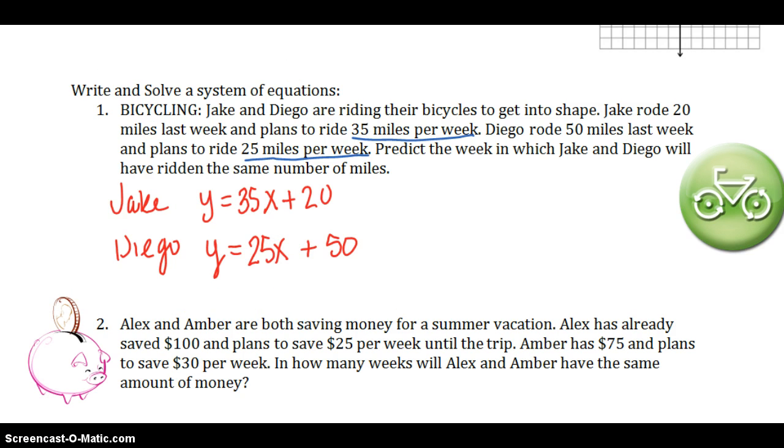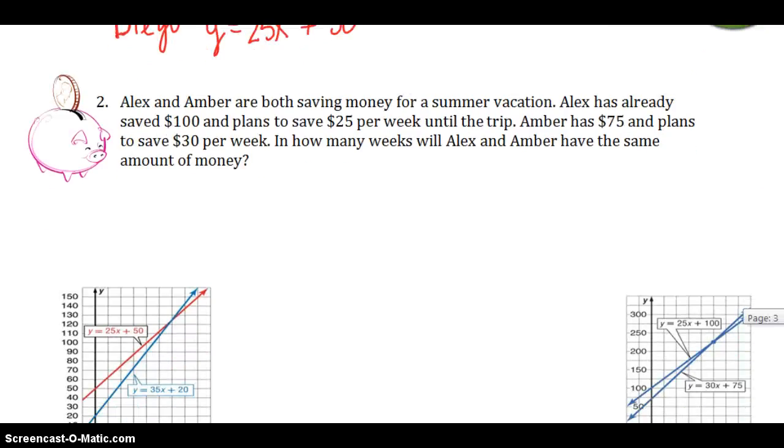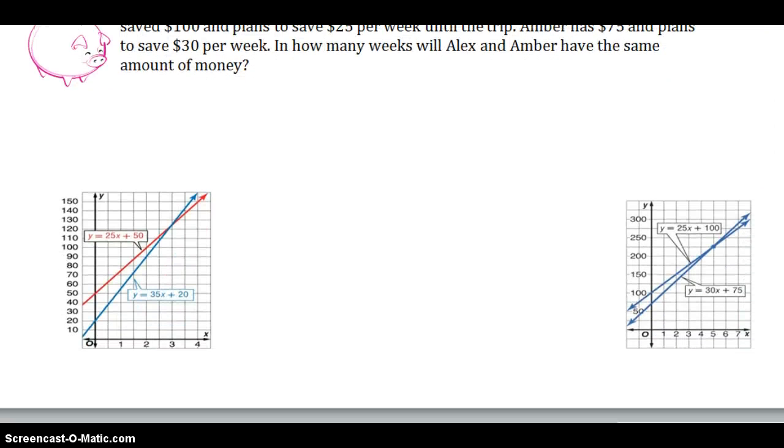I got interrupted. I'm not sure where we were. I think we wrote the two equations that we needed for Jake and Diego. And at the bottom of your page, that graph has already been provided for us. And so we see that they do intersect right about here. When x is 3, they're going to intersect.